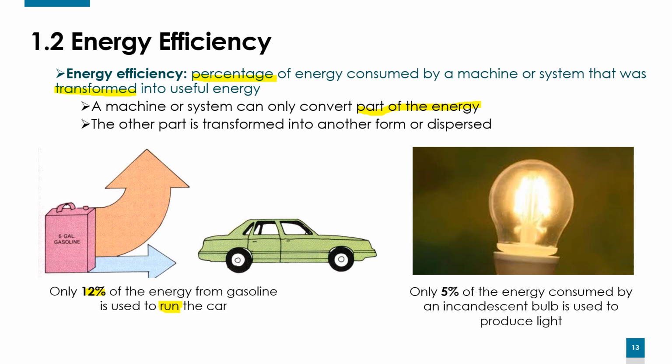Light bulb. The incandescent bulb can only convert 5% to produce light. So only 5% of this is used to produce light. The other part is, for example, transformed into thermal energy. If you touch here, you're going to observe some heat. So the bulb is going to be hot. It also produces thermal energy. We don't want to, but we also produce it, okay? So only 5% is used to produce light. The other 95% is dispersed or transformed into something else.